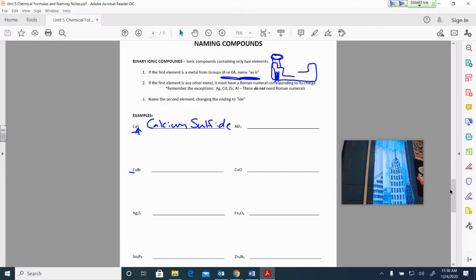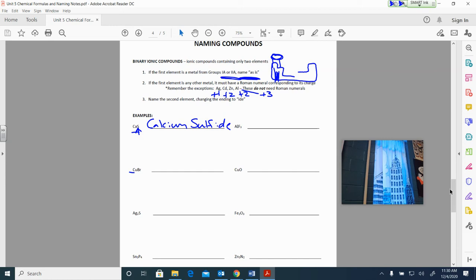Okay, so how we're going to figure out its charge. Remember, these are exceptions to the rule. Silver is always +1, cadmium is always a +2. I'll write those up here, so we'll add it to your notes. Zinc is always a +2, and aluminum is always a +3. So even though those are metals that are in the middle section, they actually don't need Roman numerals. All the rest of them do.